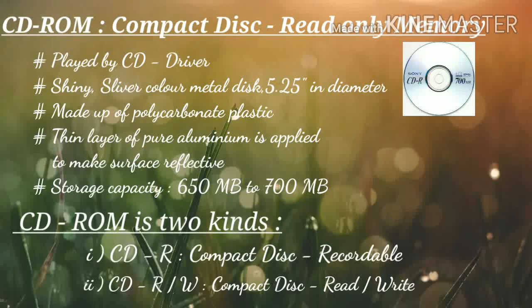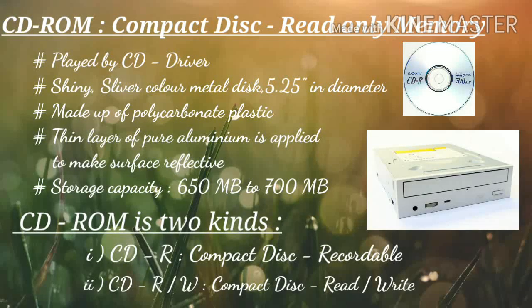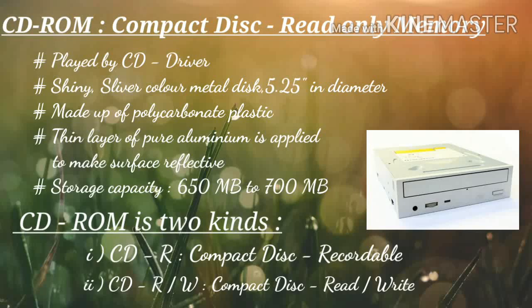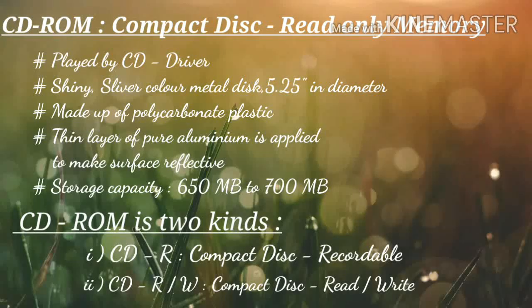See CD-ROM, compact disc read-only memory. It is played by using a CD drive. A CD-ROM disc looks like a shiny silver color metal disc which is 5.25 inches in diameter. It is made up of polycarbonate plastic. A thin layer of pure aluminum is applied to make the surface reflective. It has storage capacity of about 650 to 700 MB. It is a read-only storage medium.